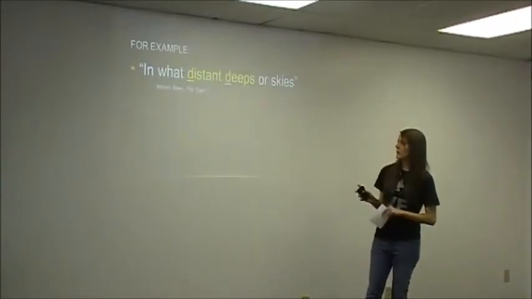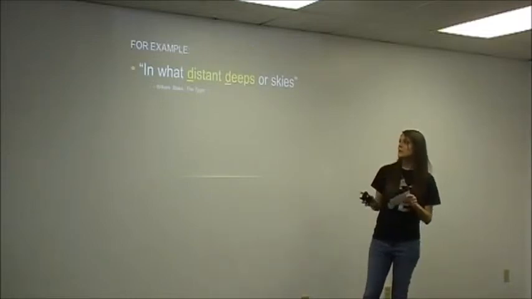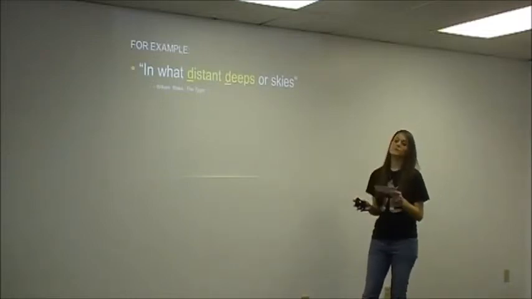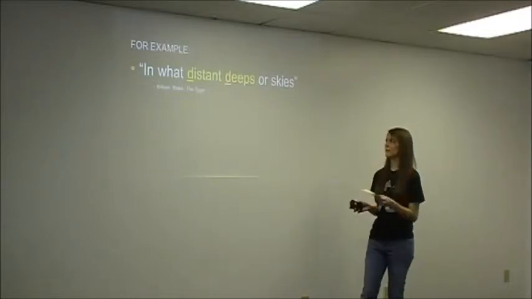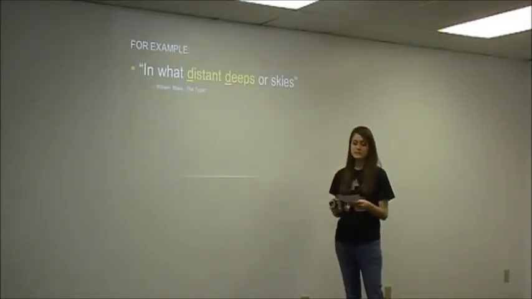For example, "in what distant deeps or skies?" This is from William Blake's poem The Tiger, and he's using the 2 words distant and deeps for the repetition of the D sound at the beginning of the word. So it's pretty simple. That's what alliteration is.